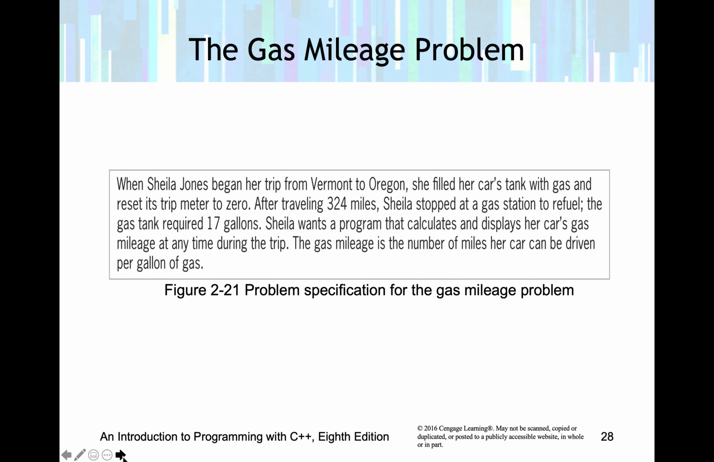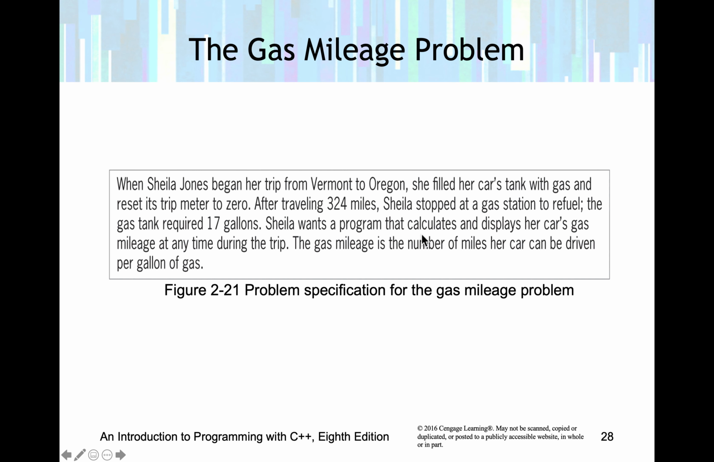Okay, so the gas mileage problem says Sheila Jones began her trip from Vermont to Oregon. She filled her car's tank with gas and reset its trip meter to 0. So she filled the gas tank and then she reset her meter to 0. After she traveled 324 miles, she had to stop and refuel. The gas tank required 17 gallons to fill up.